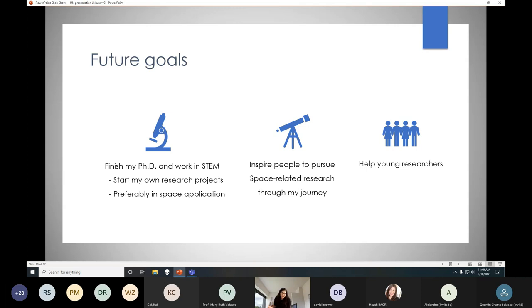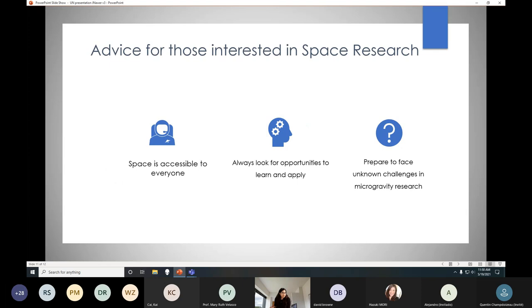For my future goal, I plan to finish my PhD and work in STEM, preferably in space-related applications, and start my own research project. For my bigger goal, I would like to inspire people who want to pursue space-related research through my journey, and I would also like to help young researchers through my story and any other resources that I can possibly help with. My advice for those who are interested in space is that space is accessible to everyone.